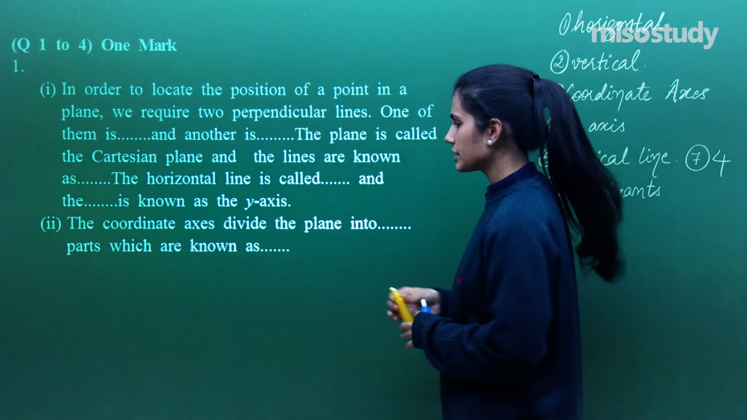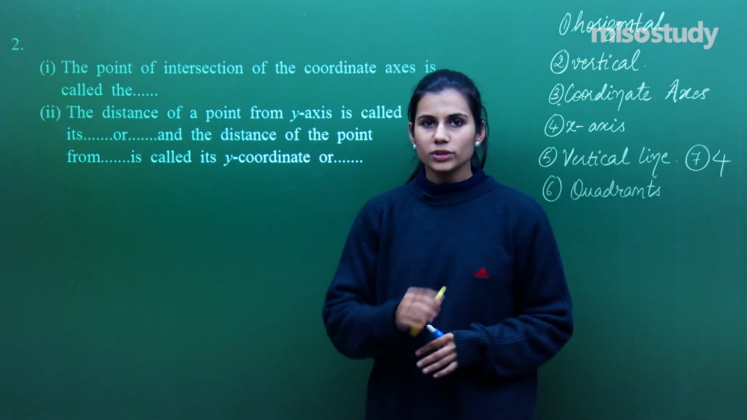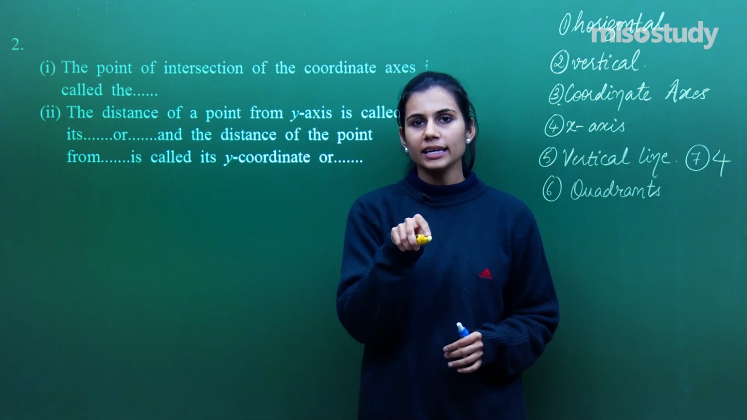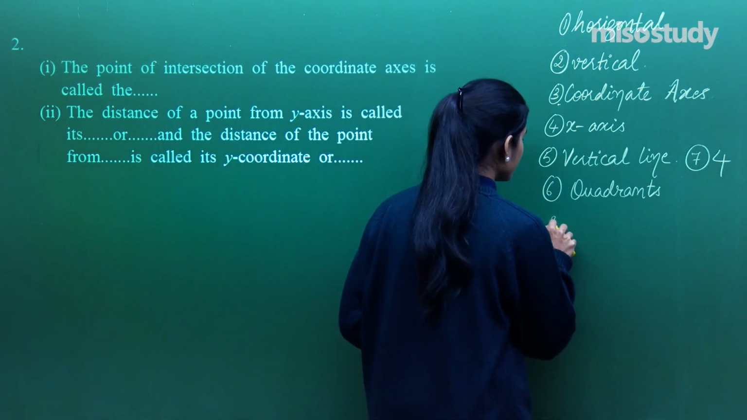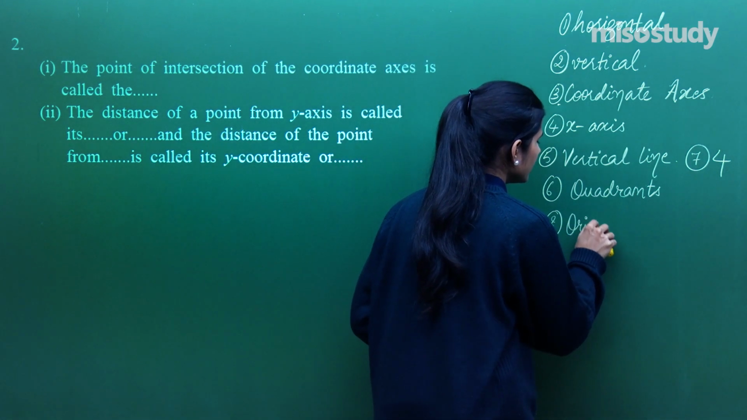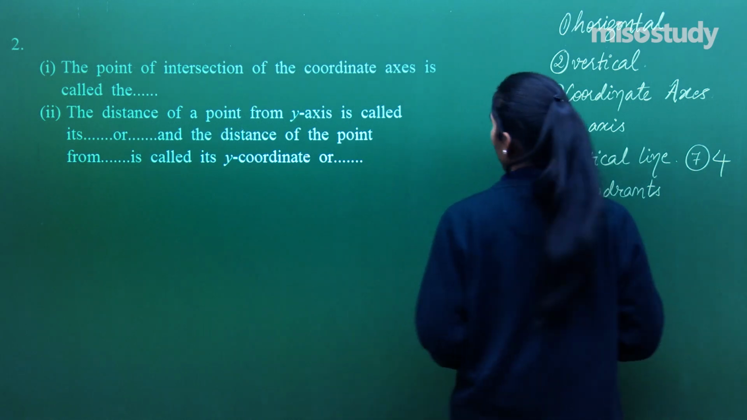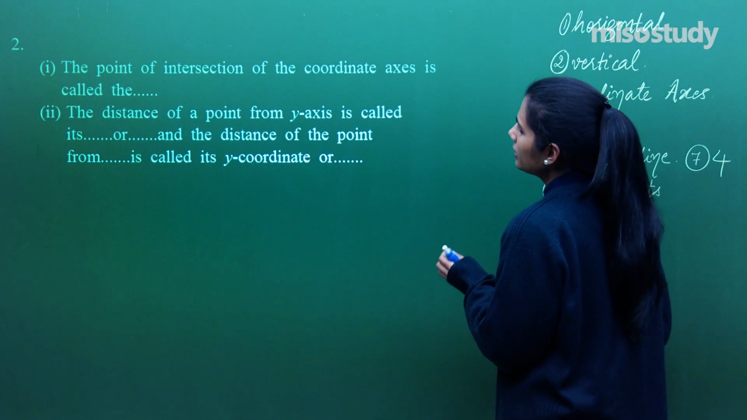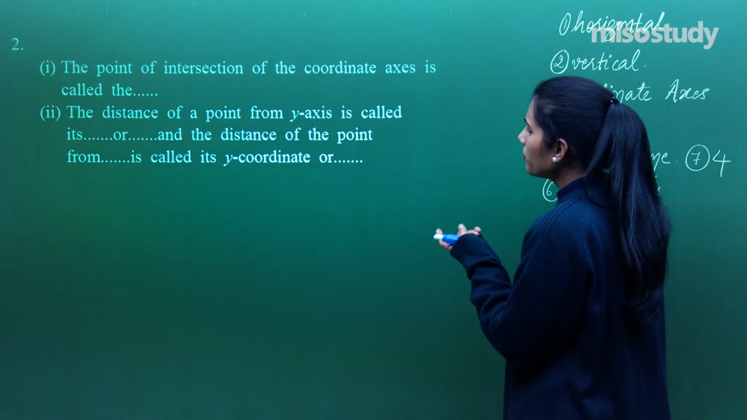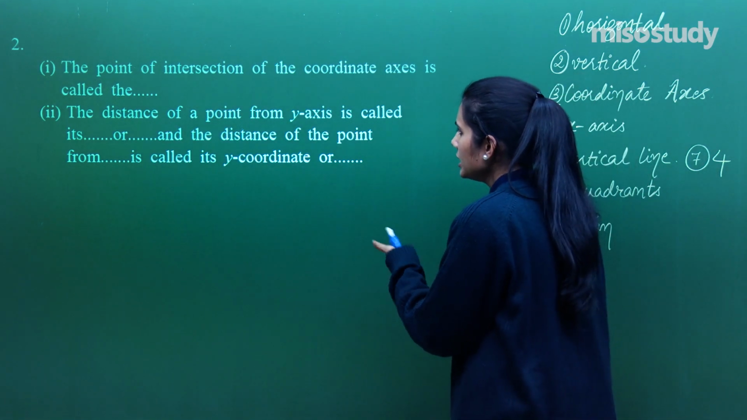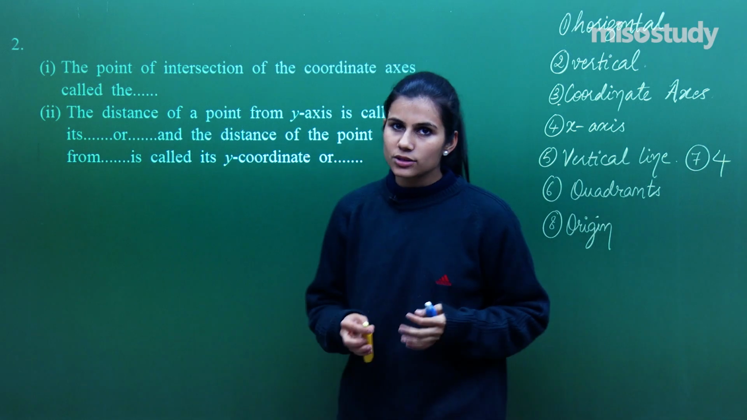After that, you have the point of intersection of the coordinate axis. The x-axis and y-axis intersect each other at the origin. The point of intersection of the x and the y-axis is called the origin. The distance of a point from the y-axis is called what? The distance of the point from the x-axis is called what?